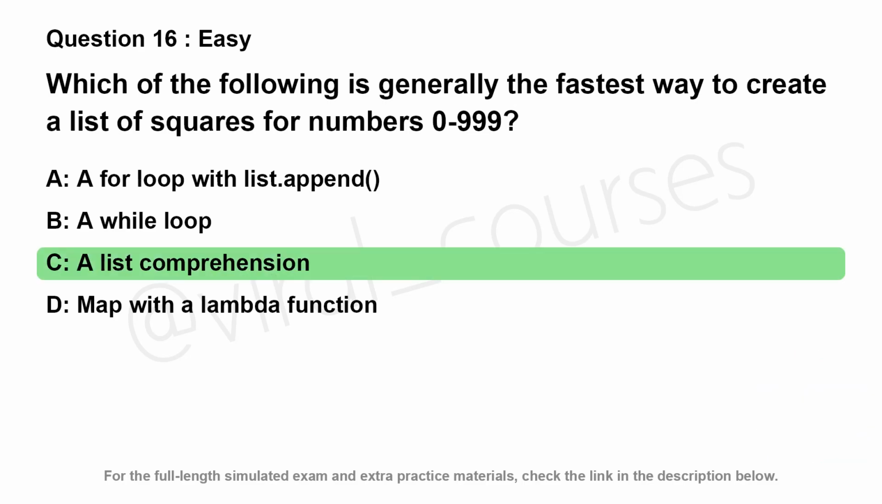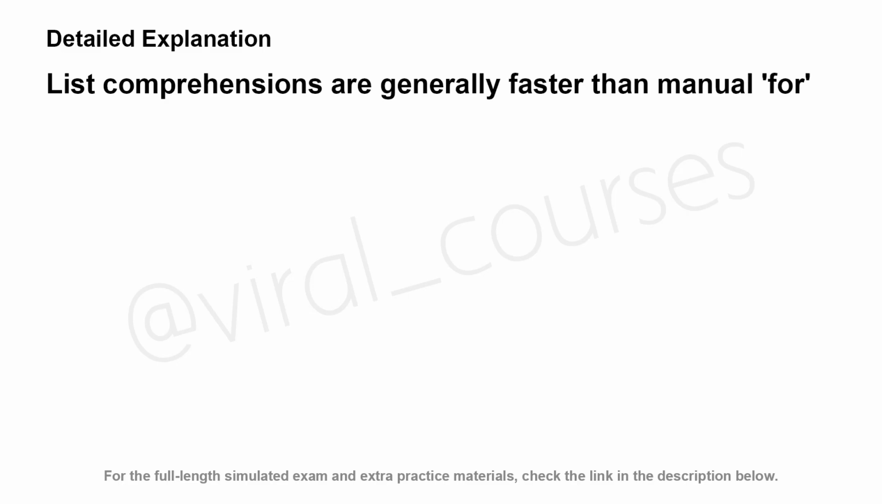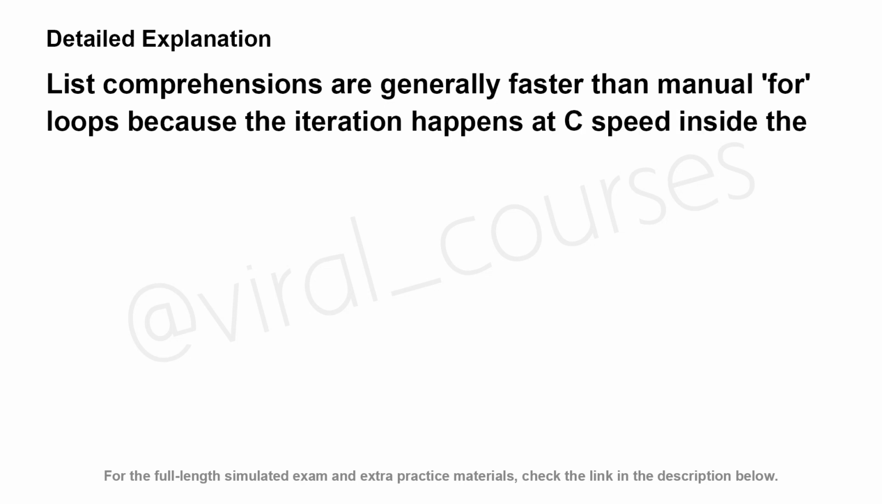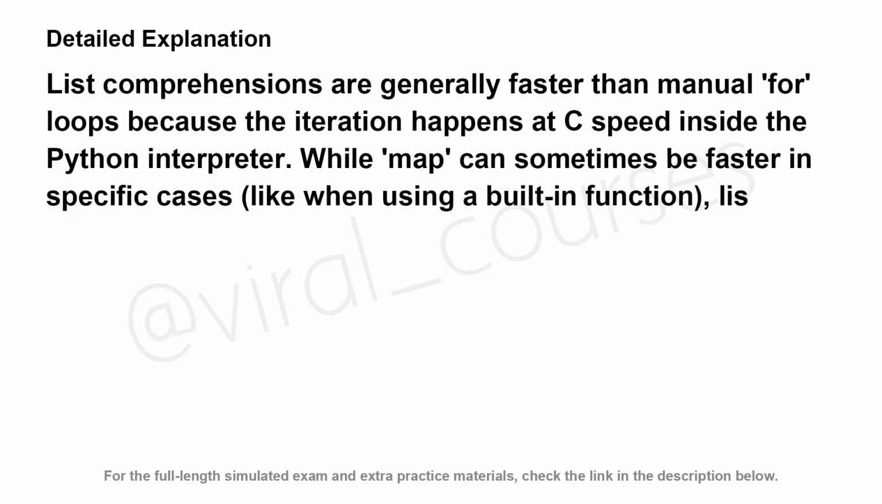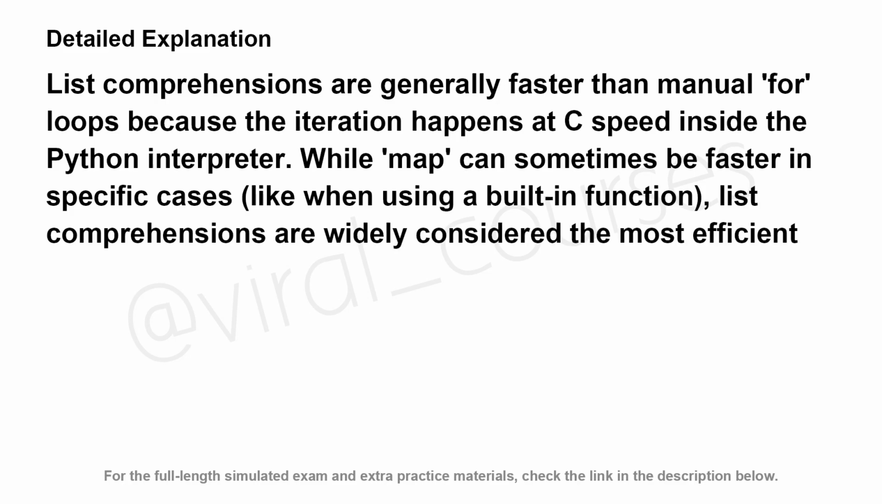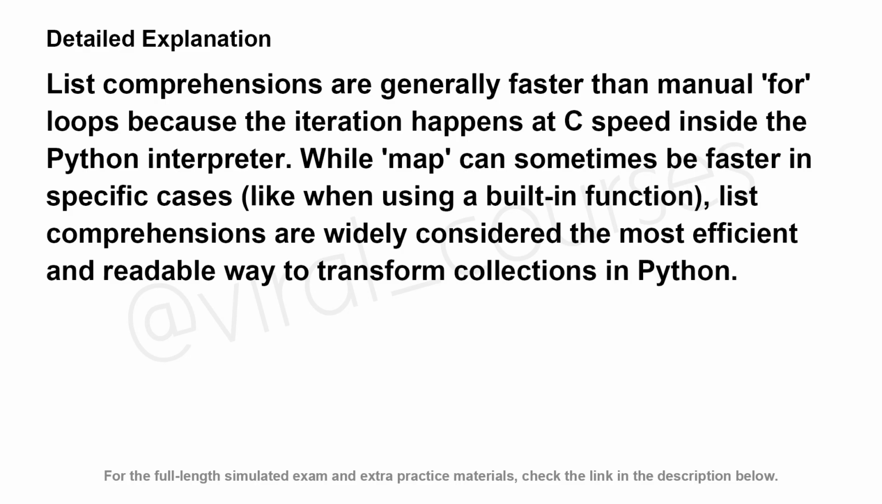The correct answer is C. List comprehensions are generally faster than manual for loops because the iteration happens at C speed inside the Python interpreter, while map can sometimes be faster in specific cases, like when using a built-in function. List comprehensions are widely considered the most efficient and readable way to transform collections in Python.